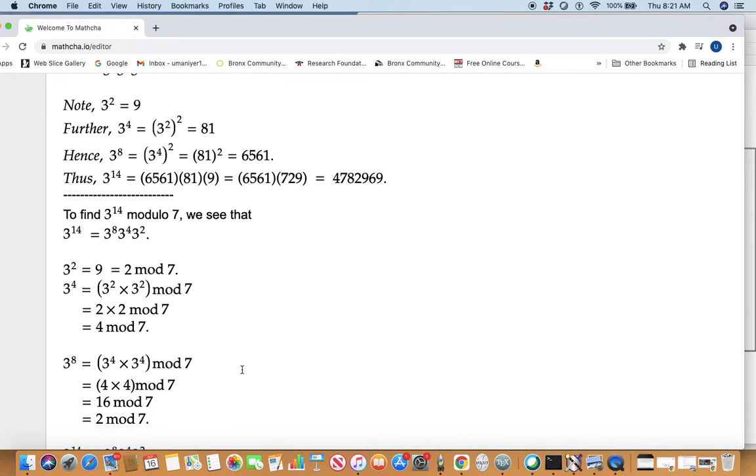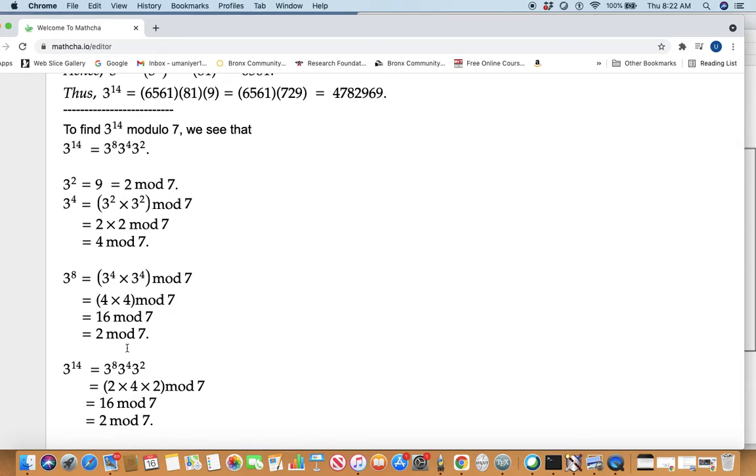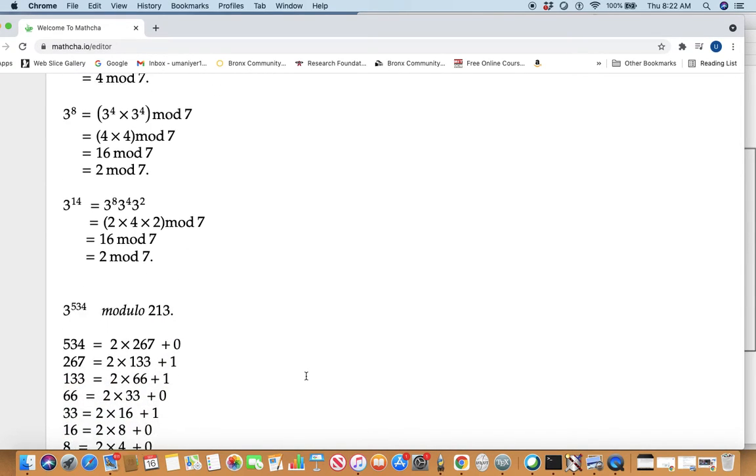Eighth power is the fourth power multiplied twice. Each fourth power is 4. You see? So 16 modulo 7, which eventually is 2 modulo 7. So their product, right? Eighth power we just saw was 2, fourth power was 4, second power was 2. Multiply it all out, 16, which is essentially 2 modulo 7. So you see, I didn't need to calculate all this to simply calculate 3 to the 14th power.